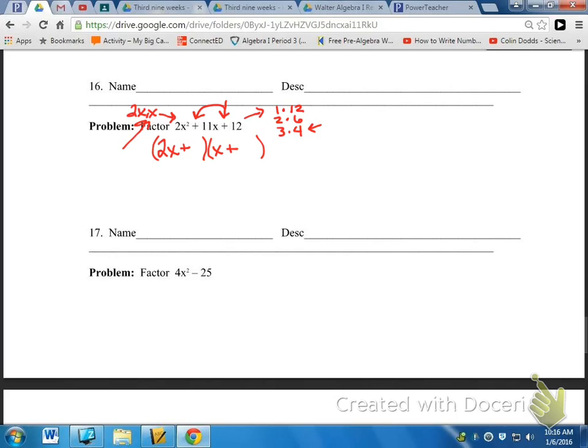So I'm going to start with 3 and 4. This is where you test your outer, inner. Outer, 2x times 4 is 8x. Inner, 3 times x is 3x. If I combine that together, it's 11x. So that means I am done. The final answer is 2x plus 3 times x plus 4.